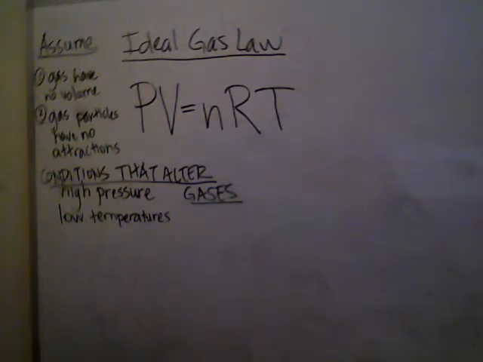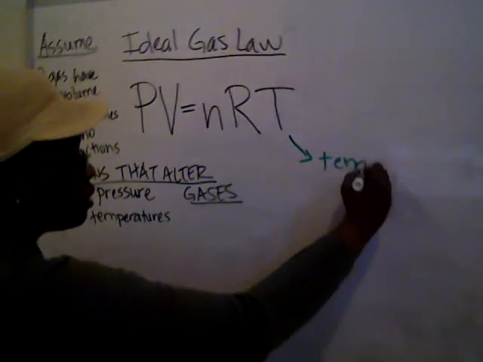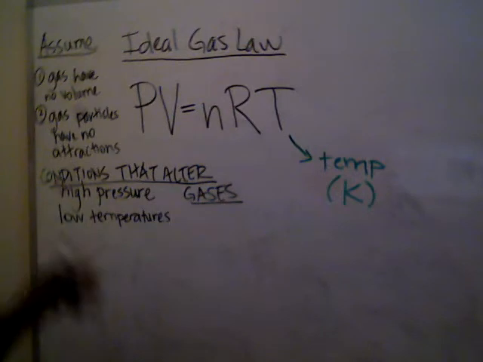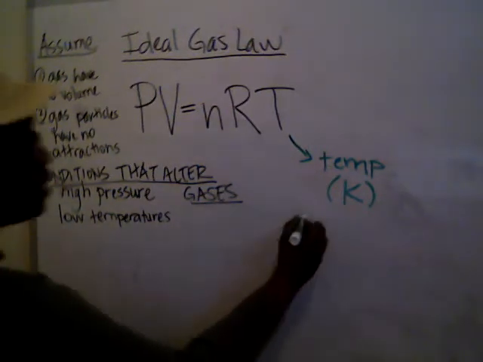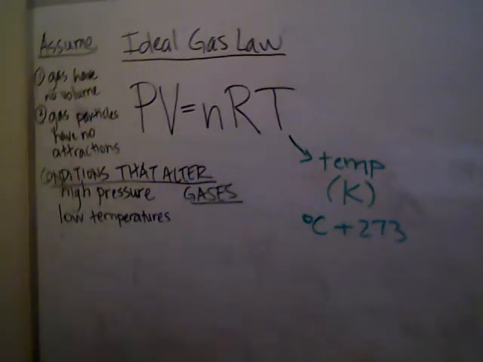So if we talk about what these variables mean, T is temperature. Okay? It has to be in Kelvin. So for this equation, if you're given a word problem where the temperature is in Celsius, you have to add, so remember Celsius, we add 273 to get to Kelvin. So we have to have it in Kelvin before we can put it into the equation.